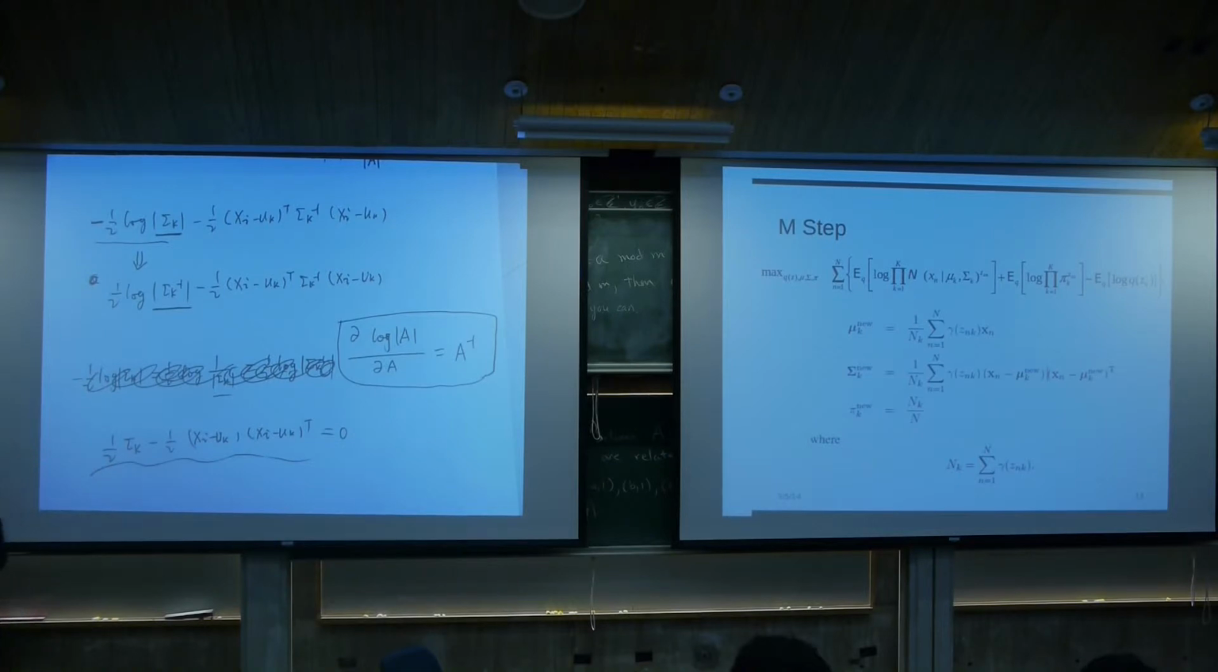So here is the trick for the covariance matrix estimation. And pi k is very simple. Any questions? This one? Yeah. Okay.